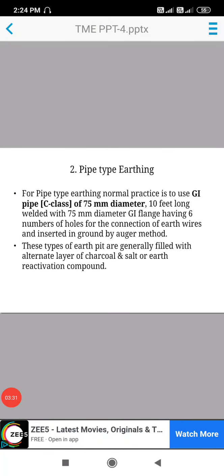The second method is pipe earthing. In this earthing we use a GI pipe of 75 mm diameter, 10 feet long, welded with a 75 mm diameter GI flange, having 6 holes for the connection of the earth wire, and inserted in the ground by the auger method. This type of earth pit is generally filled with alternate layers of charcoal and salt and earth reactive components. These plate type and pipe type earthing are used in industries.